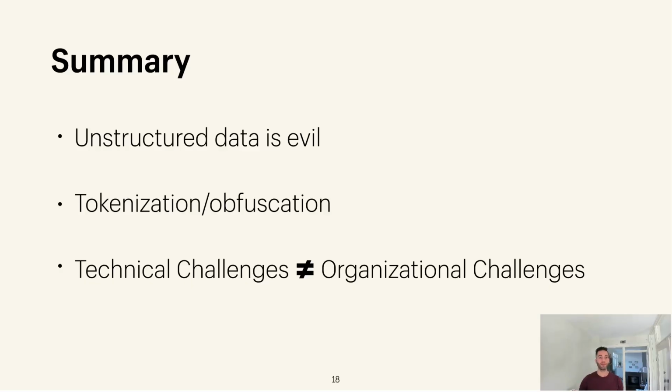So in particular, we learned that unstructured data is evil, and it causes a lot of privacy, usability, and maintainability issues. We also saw how pseudonymization, in particular obfuscation and tokenization, can be helpful in tracking and handling of personal information in large databases. We also learned that solving technical challenges is not usually enough, and there remain organizational challenges to be addressed as well.